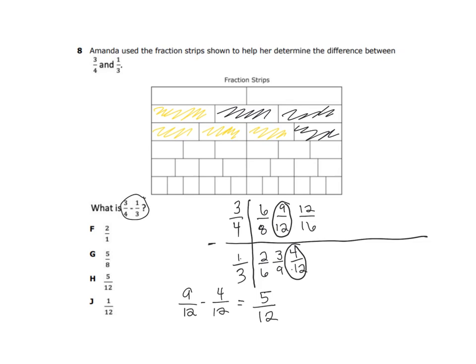Now, before I pick my answer, I'd want to make sure if I could simplify it. But I'm seeing that I know 5 is a prime number because the only thing that makes 5 is 1 times 5. But 12 is a composite number, but there's nothing other than 1 that they have in common, so I cannot simplify that number. So that means H is the correct answer.